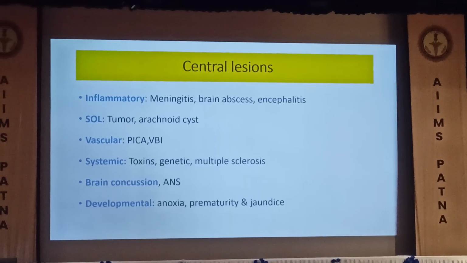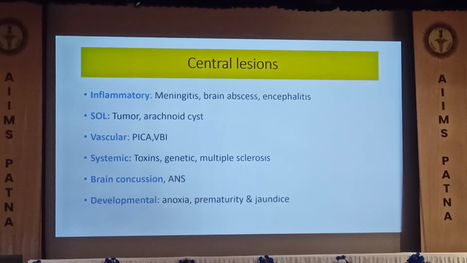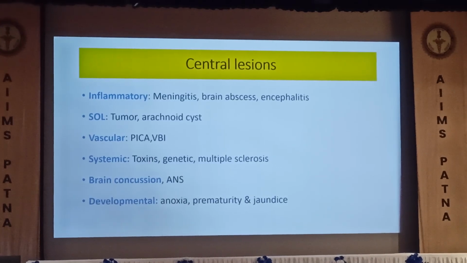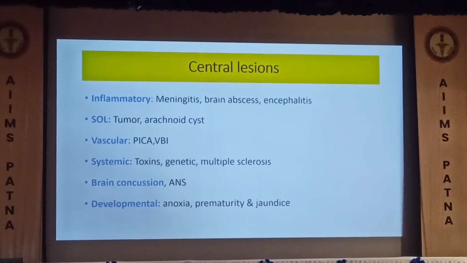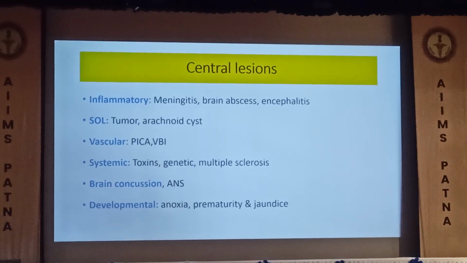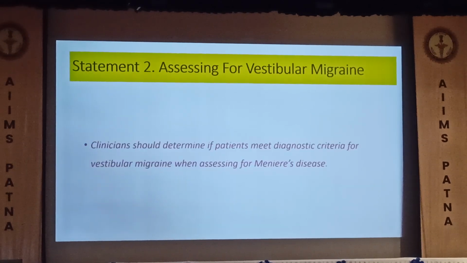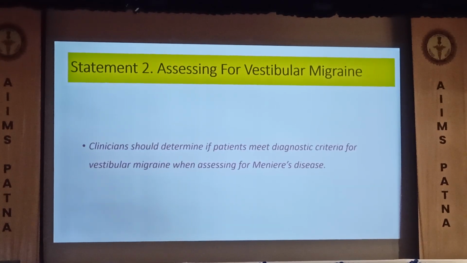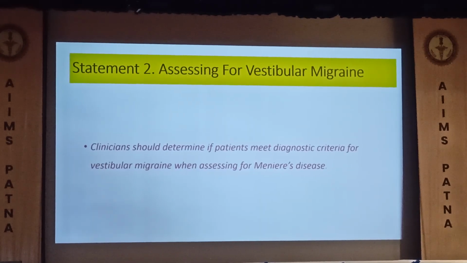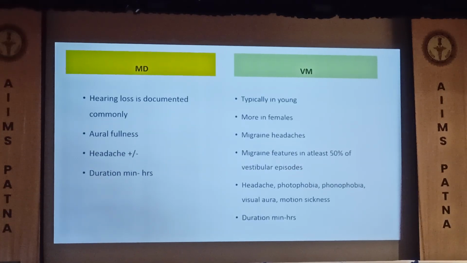Central lesions, again, will have separate red flag signs. Along with vertigo, you will have other symptoms which will differentiate the central lesions from Meniere's. Meniere's will typically have hearing loss and aural symptoms. Most of these patients won't have that in combination. So why am I talking about vestibular migraine? As I told you, the American Academy says one disease which needs to be categorically differentiated from Meniere's is vestibular migraine. And how do you differentiate that?